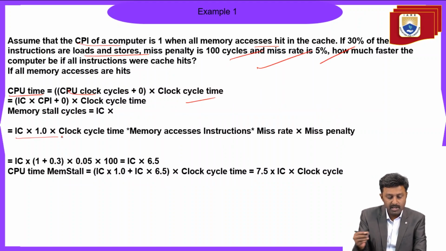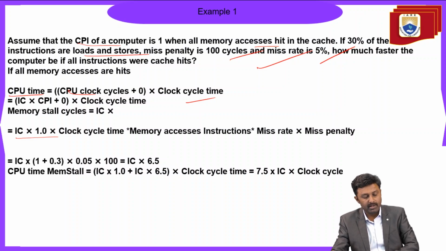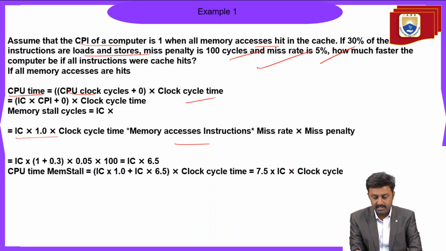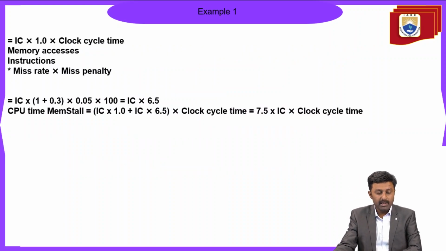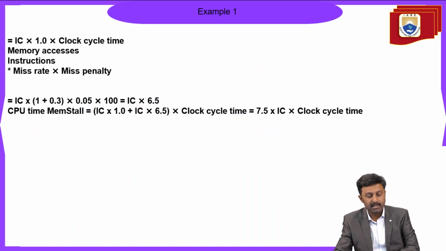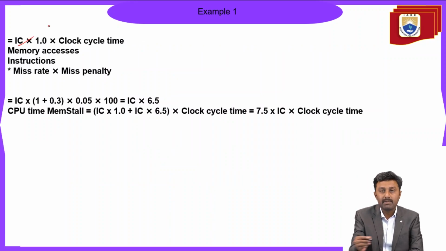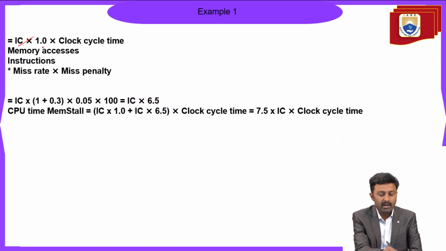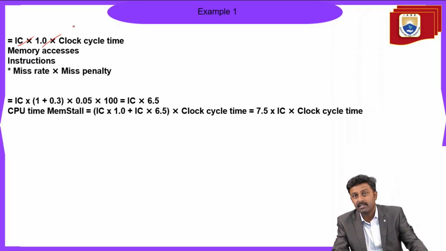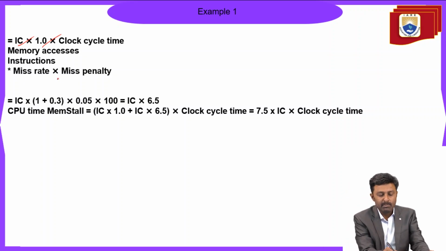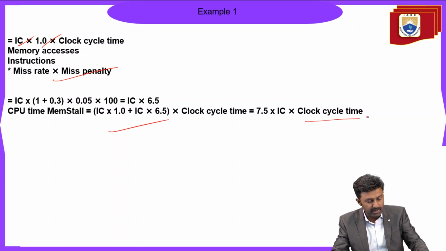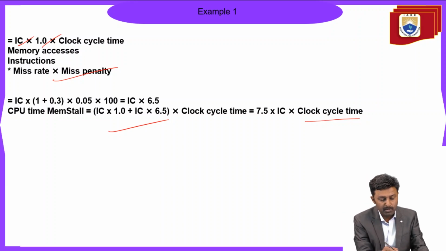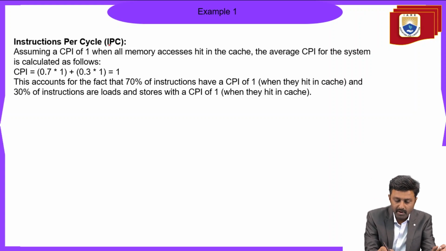So the CPU time is calculated with the instruction count into 1 into the clock cycle time, plus memory accesses per instruction, miss rate into miss penalty. We'll see it one by one. The CPU time is calculated as the time taken to execute the instruction into 1. We'll substitute the values, then clock cycle time, memory accesses, and miss rate into miss penalty. So all these values will be substituted, and now we have to find the clock cycle time and the CPU time with memory stalls, which is calculated with this formula. Now we'll find out one by one.